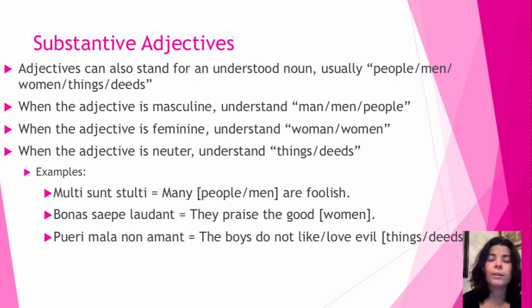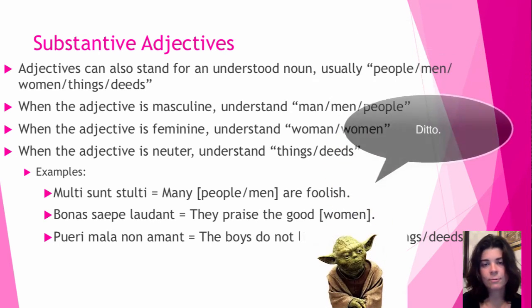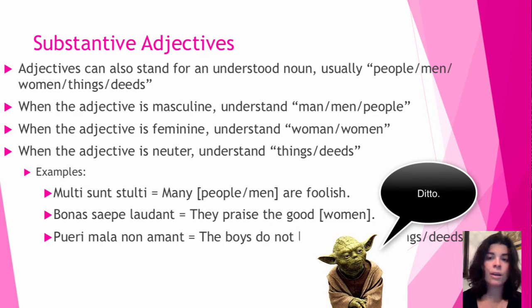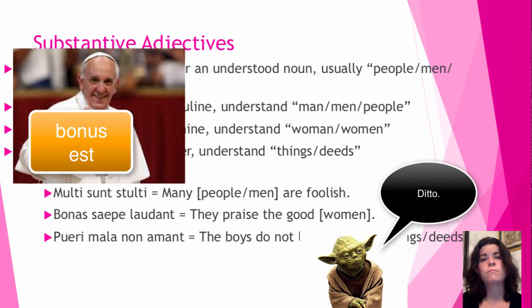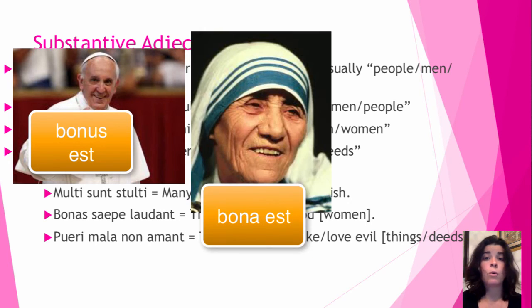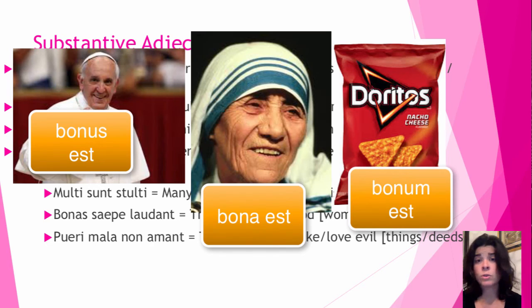So let's take a look at another use that we're going to see a little bit more of in this chapter, and that's substantive adjectives. Adjectives that are substantive stand in for a noun, or they substitute for it, hence the name. Usually the understood noun is people, men, women, things, or deeds. When the adjective is masculine, understand that there's an understood man, men, or people tied with that adjective. When it's feminine, women or woman, and when it's neuter, things or deeds. So let's take a look at our examples.